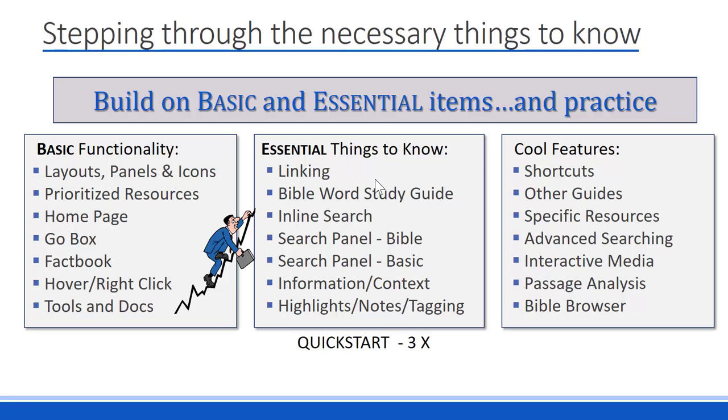But you need to narrow your focus or you'll get swamped with details and get overwhelmed. Many of the items that come with cool features or additional functionality are just going to come along with time. Basic functionality is knowing where to find things, understanding the terms and icons, and prioritizing your resources. Essential things to know hit on my recommendation for items that get you grounded and provide a starting point for more advanced and efficient study.